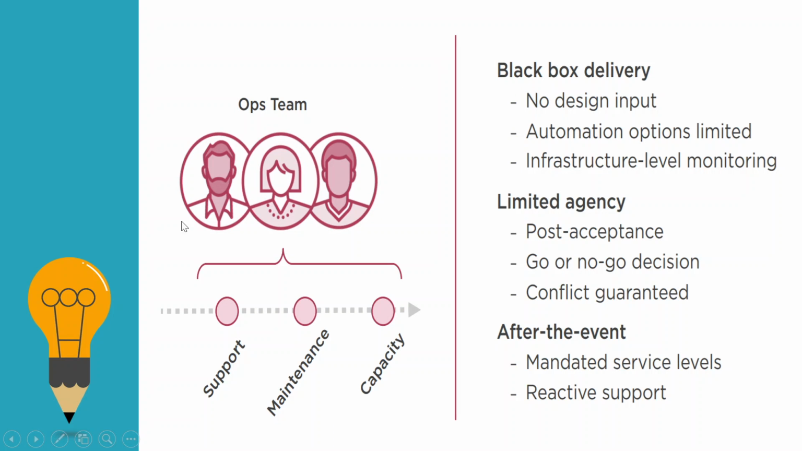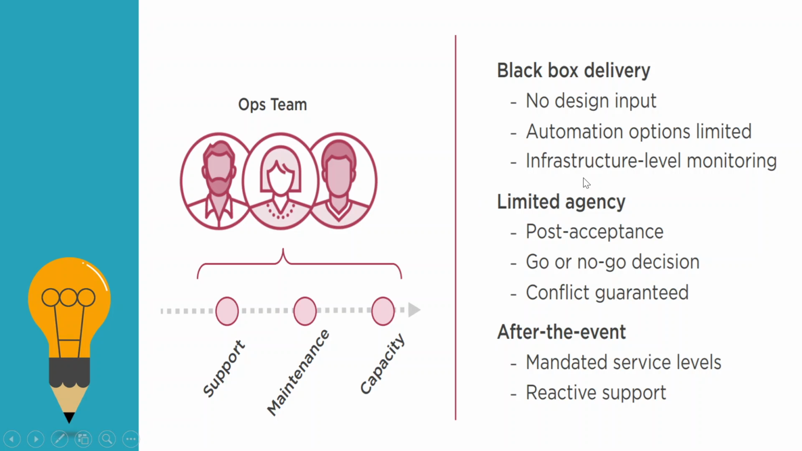So here we can analyze the points. The ops team is basically a black box delivery. There is no design input. They don't know our architecture. They don't know automation options, how we automate in the design, how our APIs are automated. They only know the top layer. They only know infrastructure level monitoring.